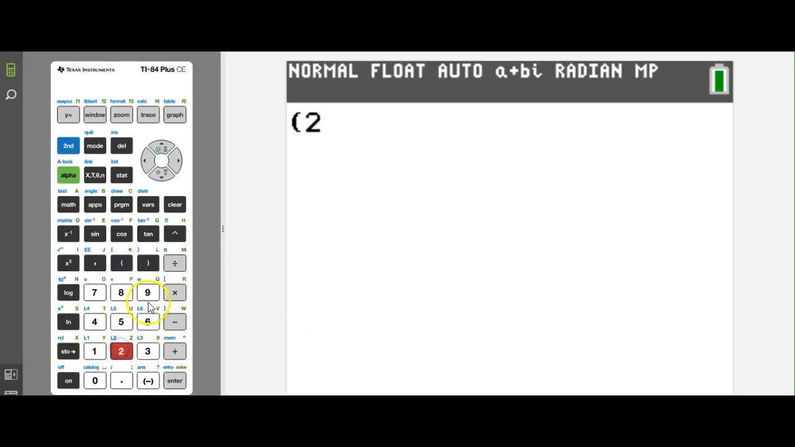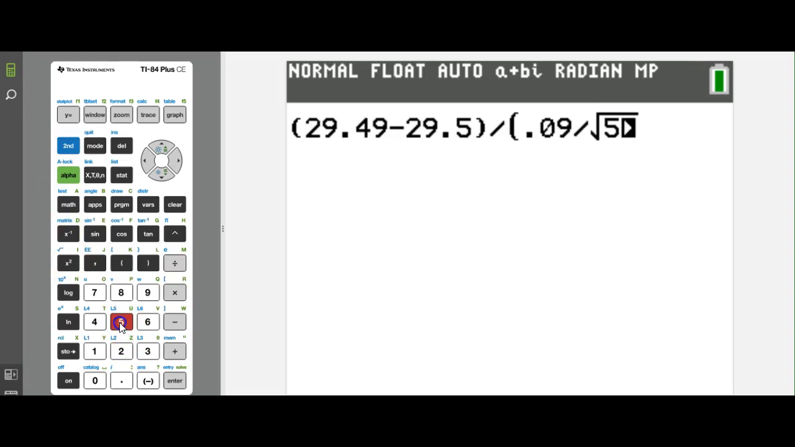So we have 29.49 minus 29.5 in our numerator, and then divided by, and in our denominator we have 0.09 divided by the square root of our sample size, which was 50.